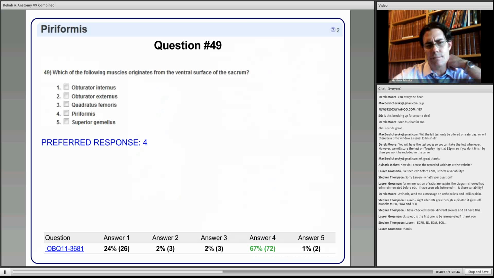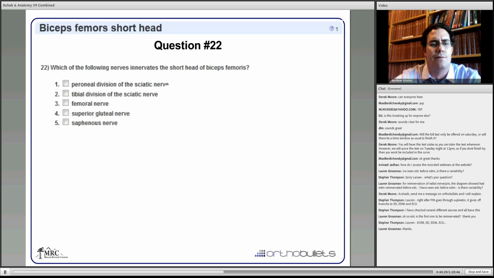So it looks like about two-thirds of people were able to get that correct, and I think we showed in that previous diagram why the other answers are wrong. The most commonly chosen was the obturator internus. Remember that the origin of that obturator internus is going to be right around the obturator foramen.